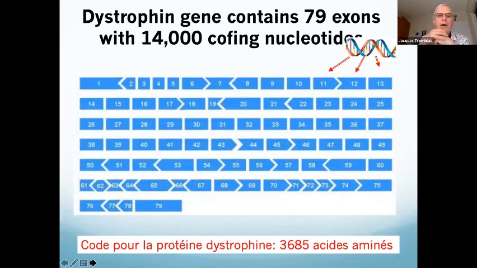This is a scheme of the dystrophin gene. As you can see here, the dystrophin gene contains 79 exons. And the way this drawing is made is that each of these exons, number 11, for example, or number 12, is in fact a sequence of nucleotides. It's a DNA sequence, but instead of drawing all these DNA sequences, to simplify the illustration, it's just little boxes which are numbered. So each one of these boxes is an exon.